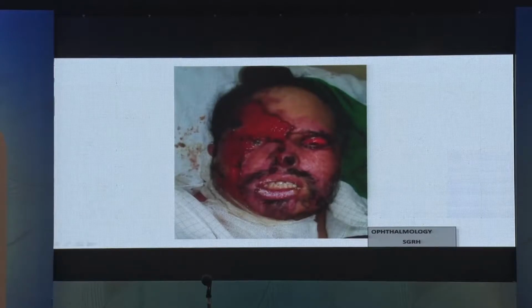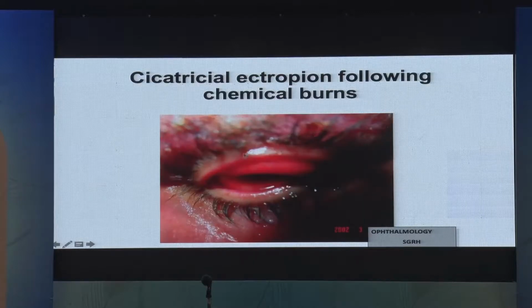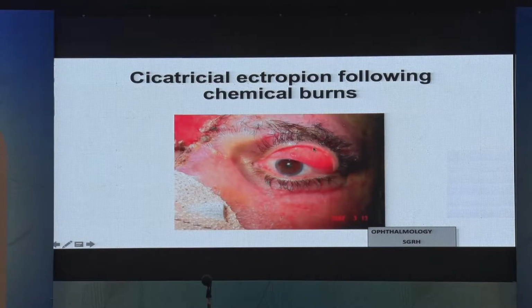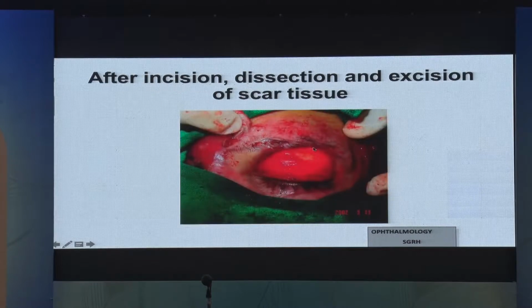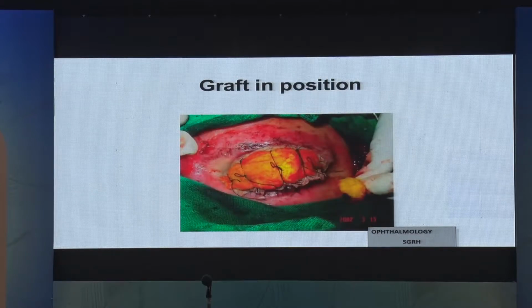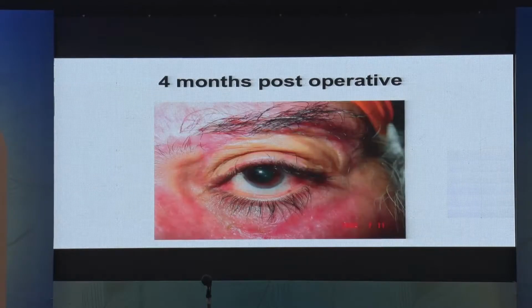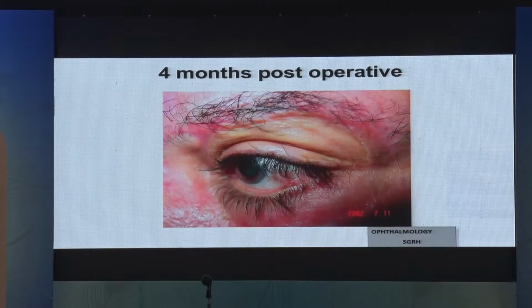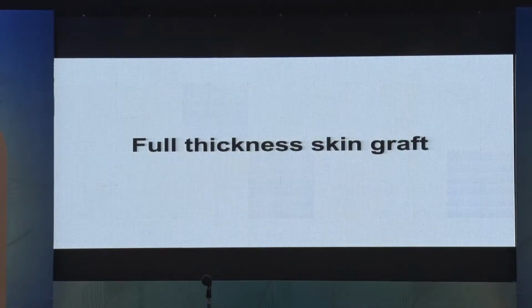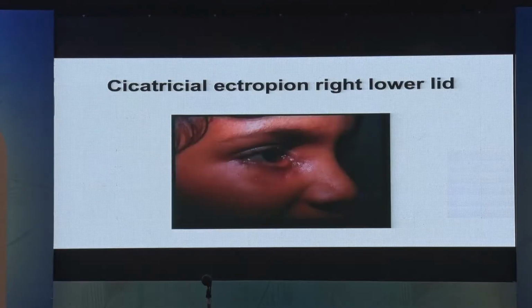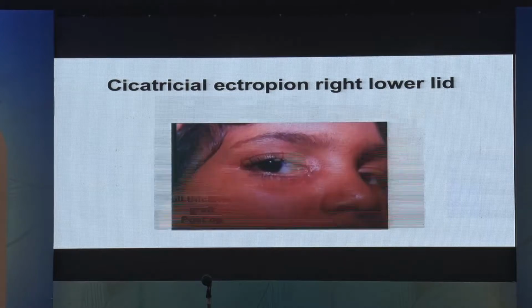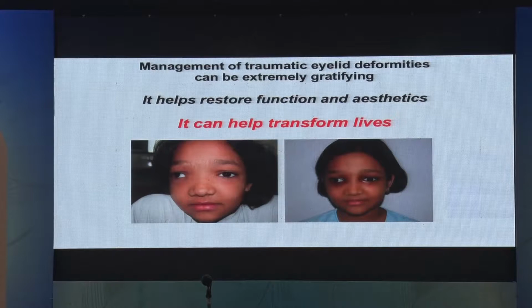A gentleman who had lost one eye after chemical burns had a severe cicatricial ectropion here, which worsened by the day. We needed to do an epidermal graft, which was placed in position after preparing the bed, and after 5 weeks, after 4 months, we can see the ectropion taken care of with the epidermal graft. Full thickness skin grafts are more appropriate, usually in lower lid, where the skin is thicker, and you can place a graft for an ectropion like this to take care of the problems.